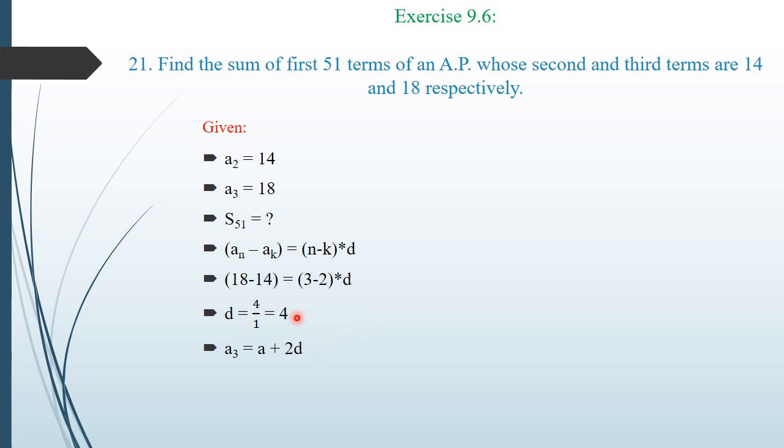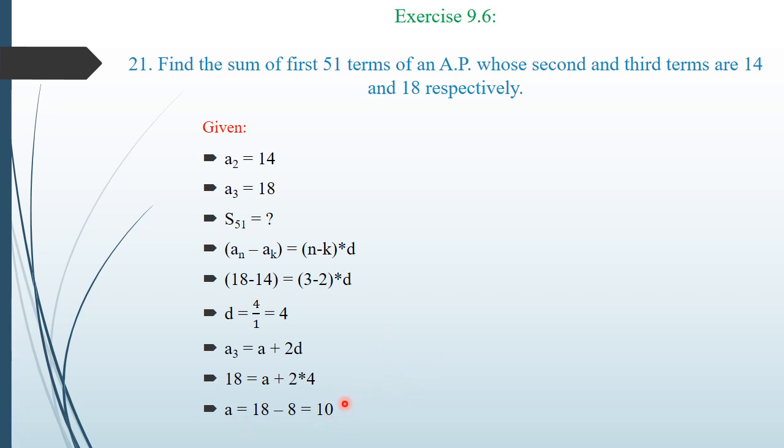Now, substituting the value of D in this, I'll get A term because I already know what is the third term. Therefore, in place of A3, I'll substitute 18, which is given to me. And in place of A, I'll keep it as it is. In place of D, I'll substitute 4. When I simplify this, I get value of A as 10 here.